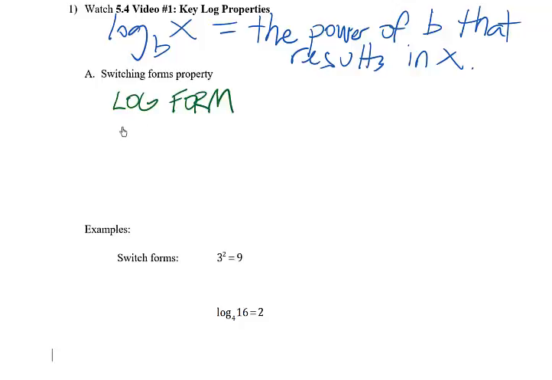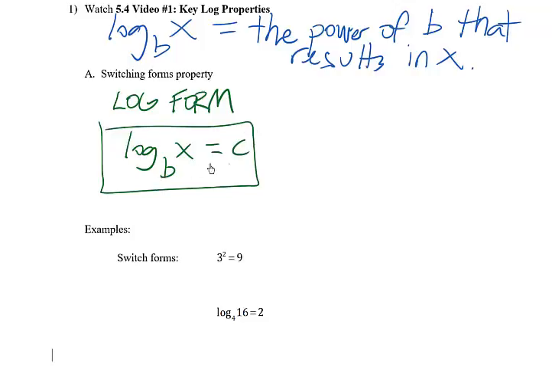Log form refers to an equation that has a single log, a single base, a single result, and a single power. Log base b of x equals c. If you have an equation written like this, that's called log form. Well, the switching forms property says that anytime you have an equation written in log form, you can change it, if you so desire, into what is called exponential form.